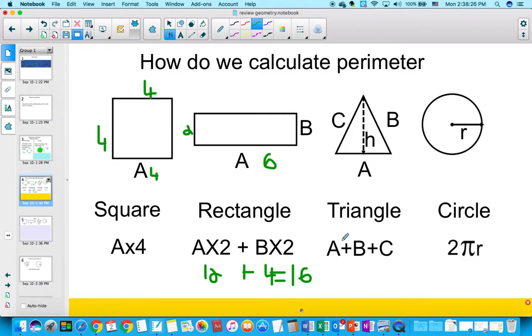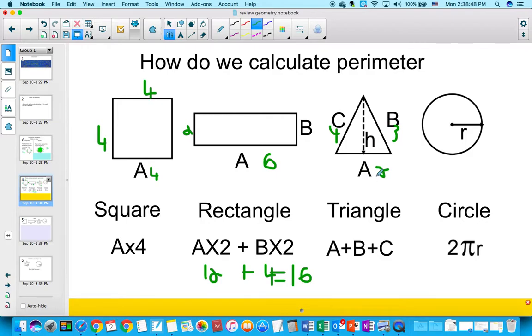The triangle, really easy. You just add up each side. So you need to know the length of each side. There are different types of triangles I will review. But if you know all three sides of the triangle, if this was 2 and 3 and 4, for whatever reason, you could just add up 4 plus 3, which is 7, plus 2, which is 9.